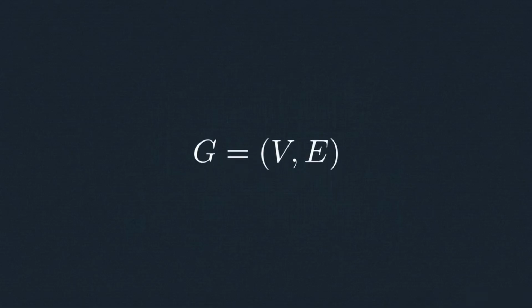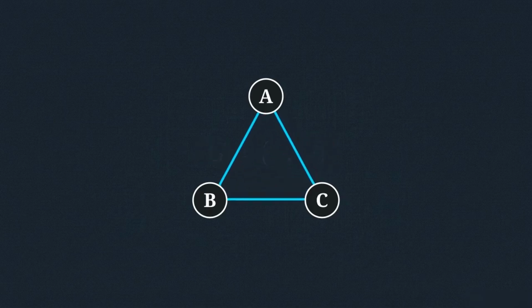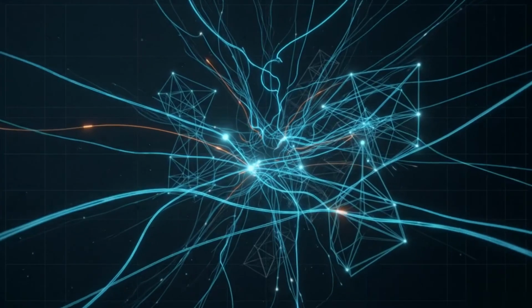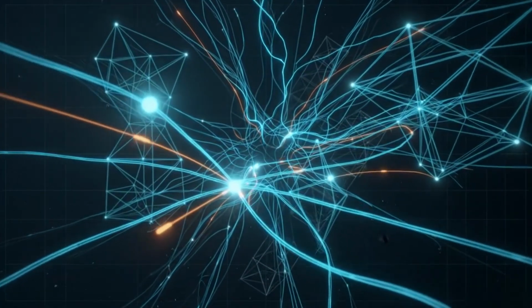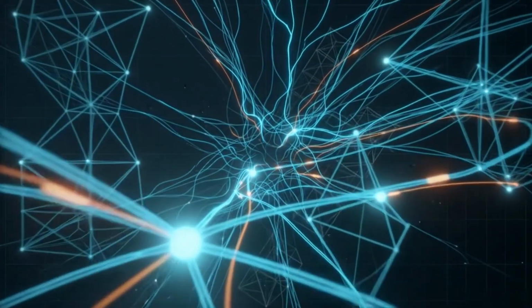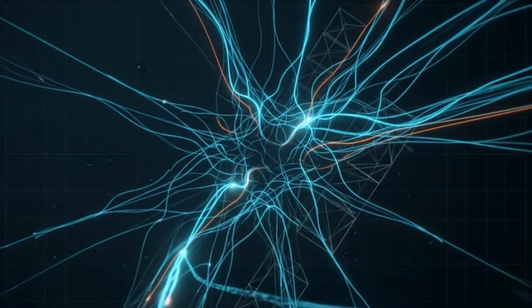This equation defines the mathematical axiom of a graph. A system, G, is comprised of two distinct elements, a set of vertices, V, and a set of edges, E. Humans process these nonlinear topologies instinctively. We can look at a sprawling organic web and immediately identify the patterns of connection.